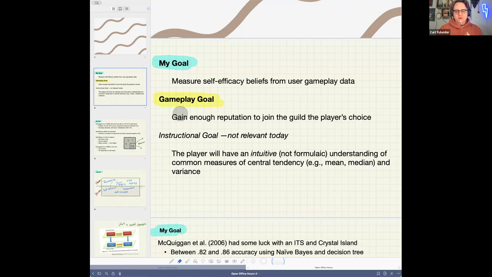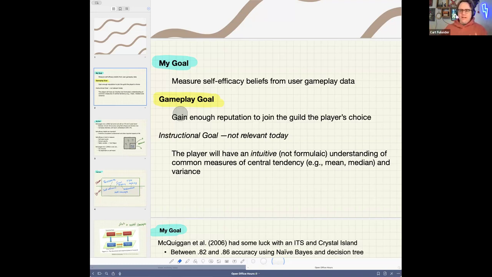But the big thing that I'm really focused on is the gameplay, because there's a couple of game design issues that I'm wanting to try and work out. The overall goal for the game is to get enough reputation to join a guild. So, Alchemist theme, to join a guild, I'll talk more about it later, of the player's choice. And then the instructional goal is developing intuitive understanding of measures of central tendency and variance. I'm trying to go past formulaic, because so many people know, mean is add up your numbers, divide by n.